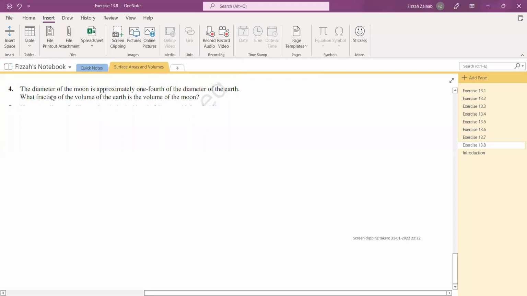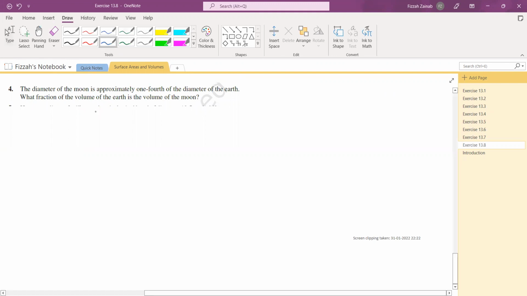See, again, this question is a very interesting question. The diameter of the moon is approximately 1/4 of the diameter of the earth, right? What fraction of the volume of the earth is the volume of the moon? Okay, you have to find the ratio basically. Now it is saying that the diameter of the moon is approximately 1/4 of the diameter of the earth.